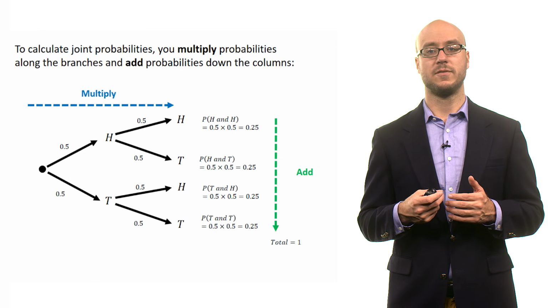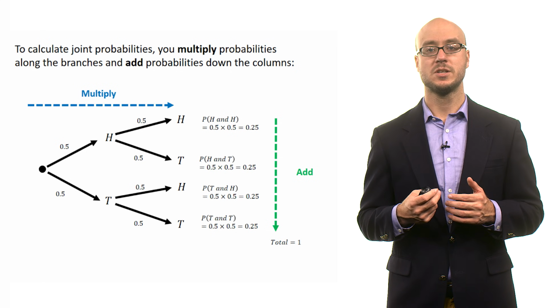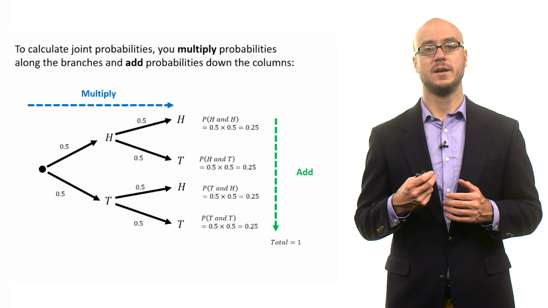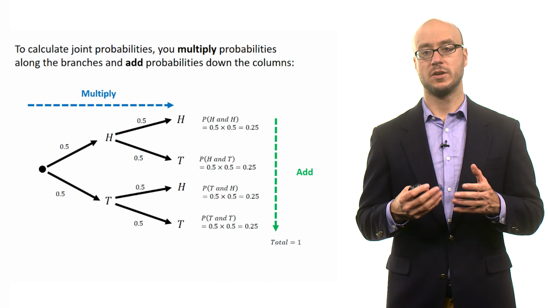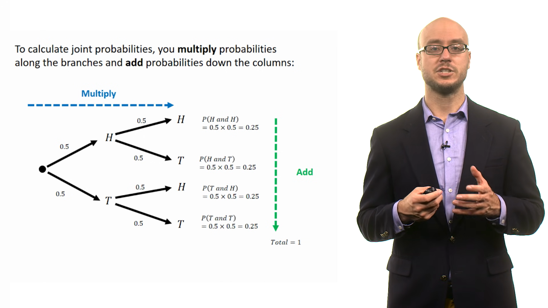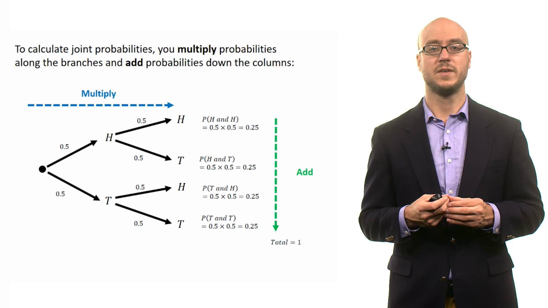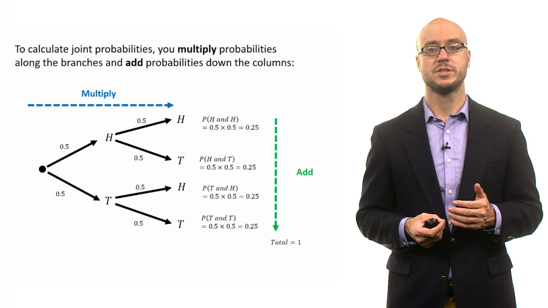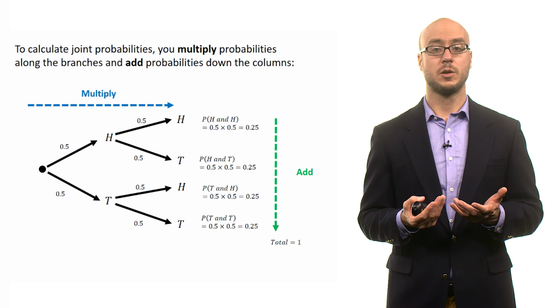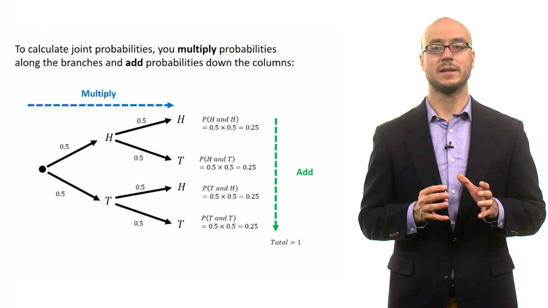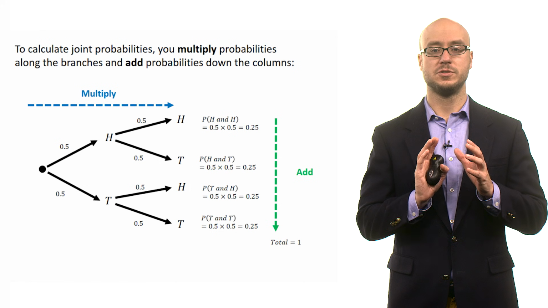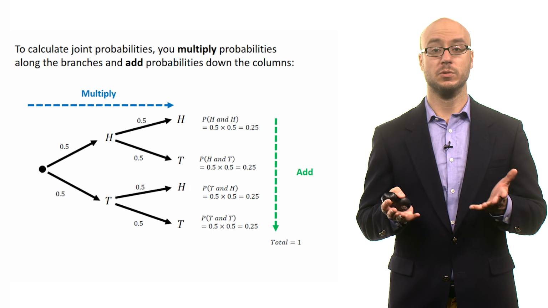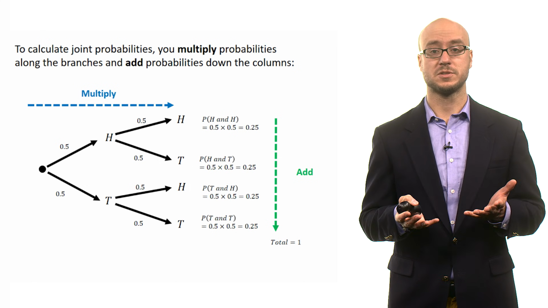And then finally, if you want to find the probability of tails and heads, as well as the probability of tails and tails, you can find that those each have a probability of 0.25. And then when you add down each of the set of branches, you can see that the total equals 1, which is exactly what you expect. The sum of those joint probabilities is just going to equal the probability of the overall sample space.